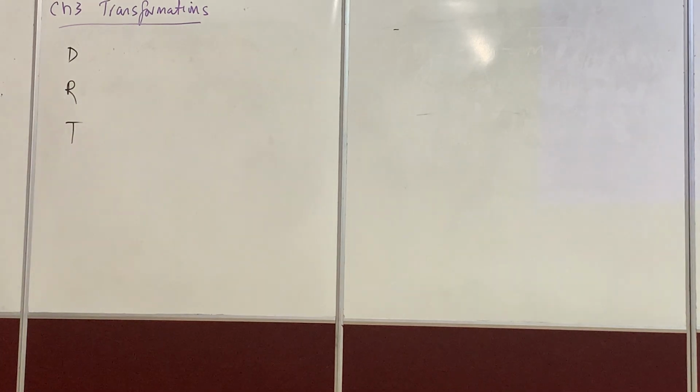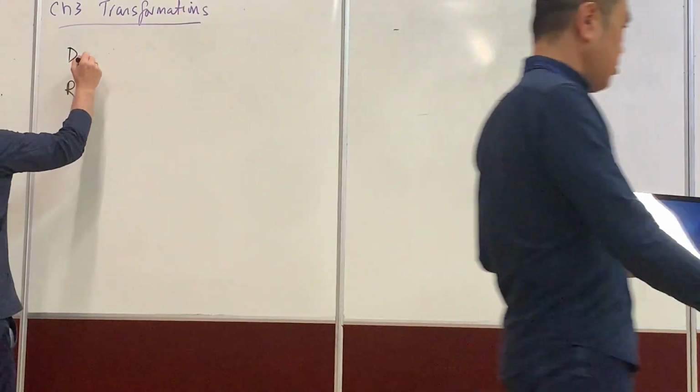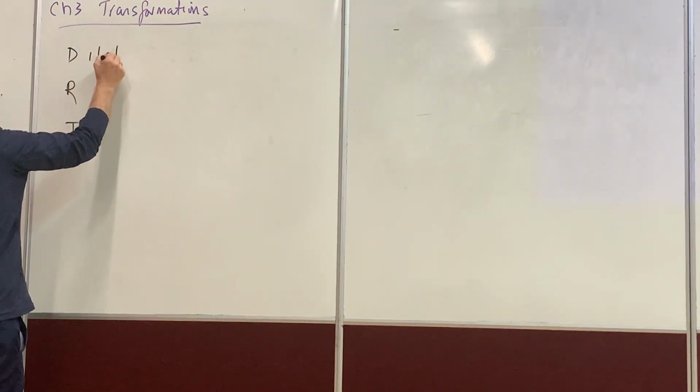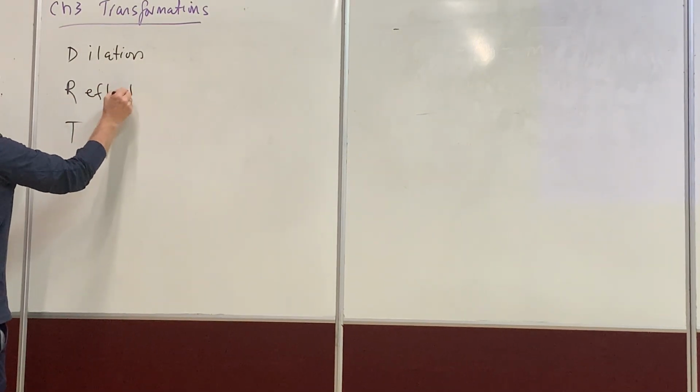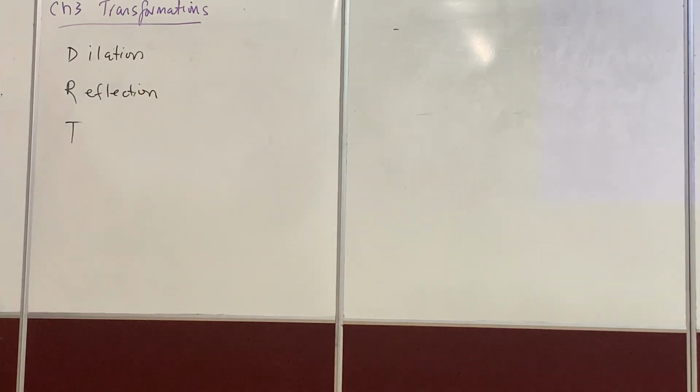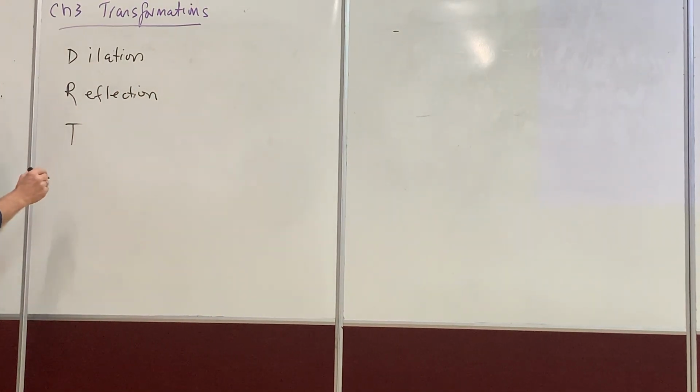Okay, so for transformations we have D, R, T. That's the order that you should think about them. What does the D stand for? Dilation. What does the R stand for? Reflection. And what does the T stand for? Translation.